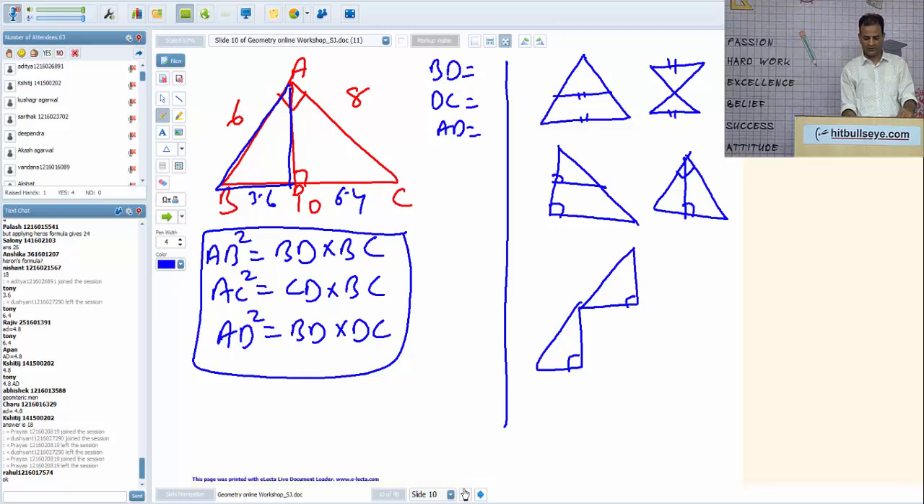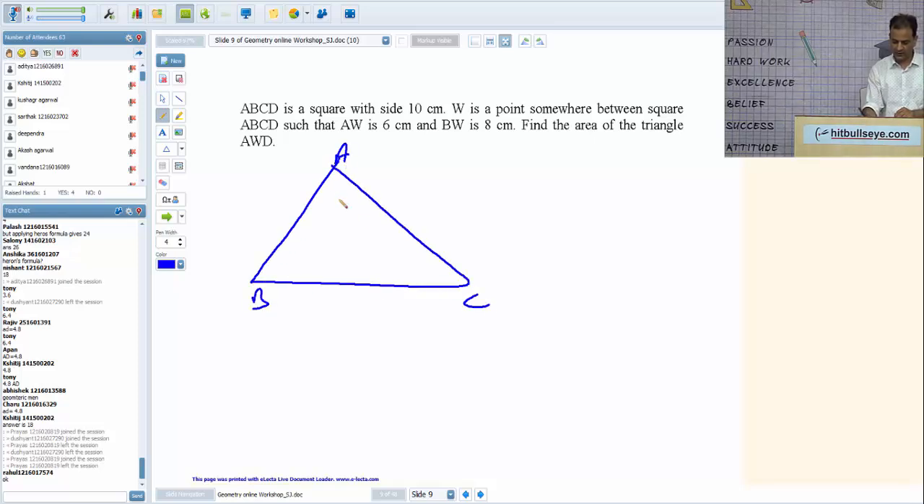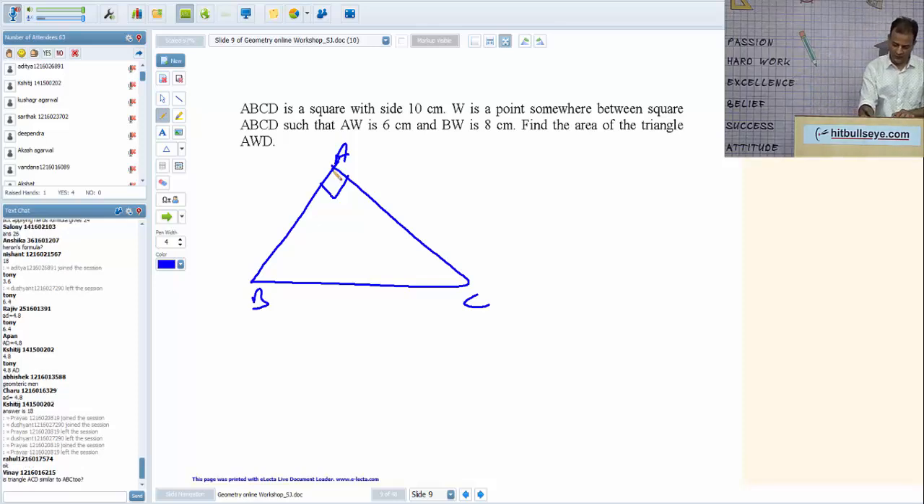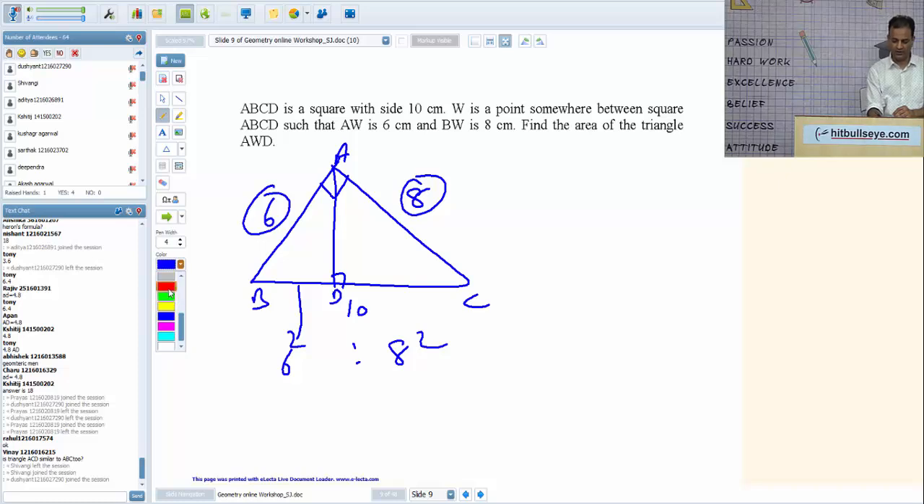But again I will tell you straightaway what you have to learn. Now I am writing here ABC. Friends, I am telling you a very important thing: when you find a right angle, whether the examiner is asking or not, you can draw a perpendicular, 6, 8, 10, and this perpendicular will divide the base into the ratio of the squares of their corresponding sides. Like the base will be 6 square ratio 8 square, their corresponding sides. So what is the base over here, friends? By 10, it will be 3.6 and it will be 6.4.